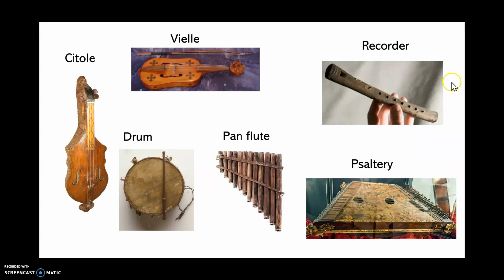I want to show you how different instruments looked back then. You can see they're not quite so shiny and fancy as the instruments we have, but that makes sense because any instruments had to be made by hand. There was no such thing as a factory, so you can see their drums, their string instruments, their wind instruments are very, very different from ours.